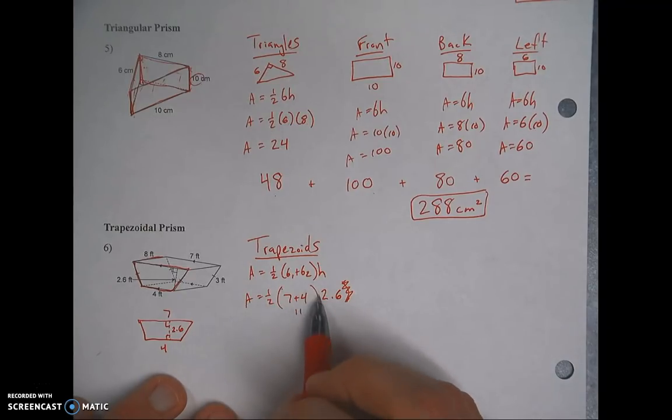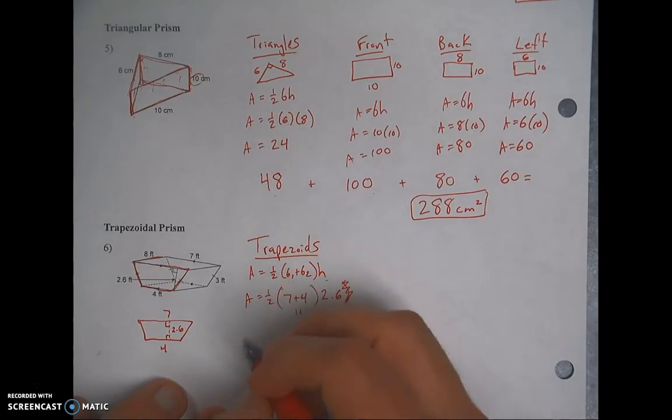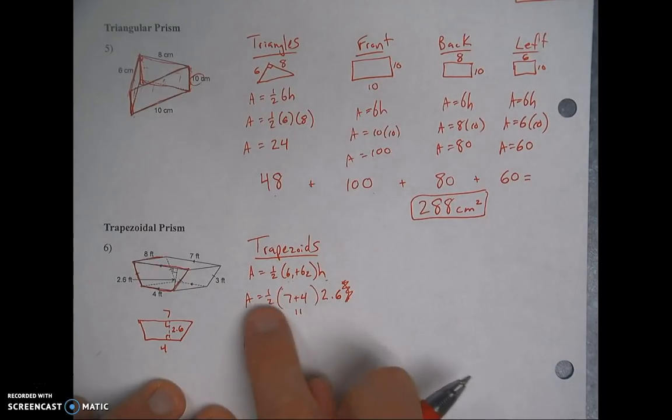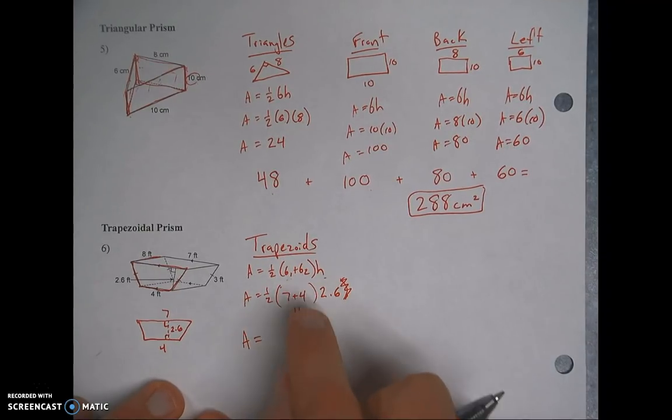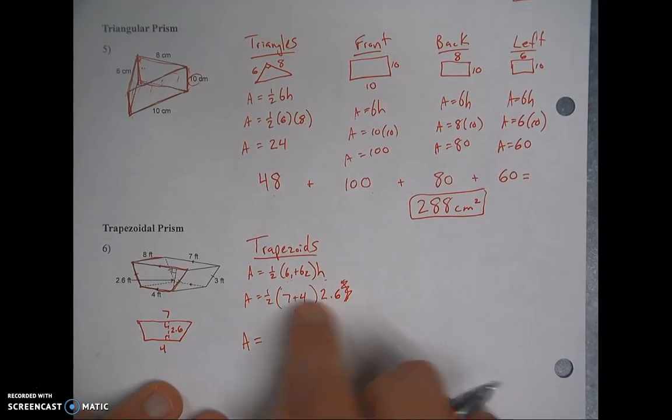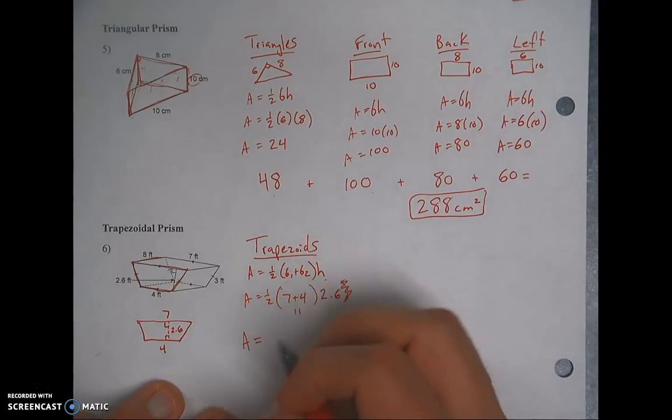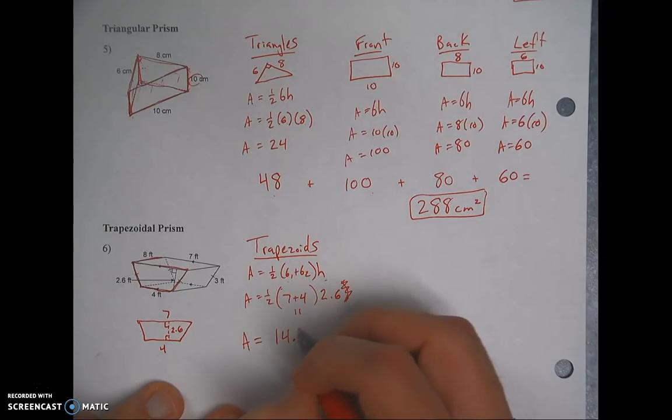Just a reminder, if you're going to try and plug all of this in your calculator at once, you need the parentheses so the calculator knows to add these first. If you don't, it's going to add last, and you will get a different answer. So if you insist on putting everything in the calculator, make sure that you put the parentheses. Otherwise, go one step at a time. 7 plus 4 equals, times this, times this. All right, total here is 14.3.